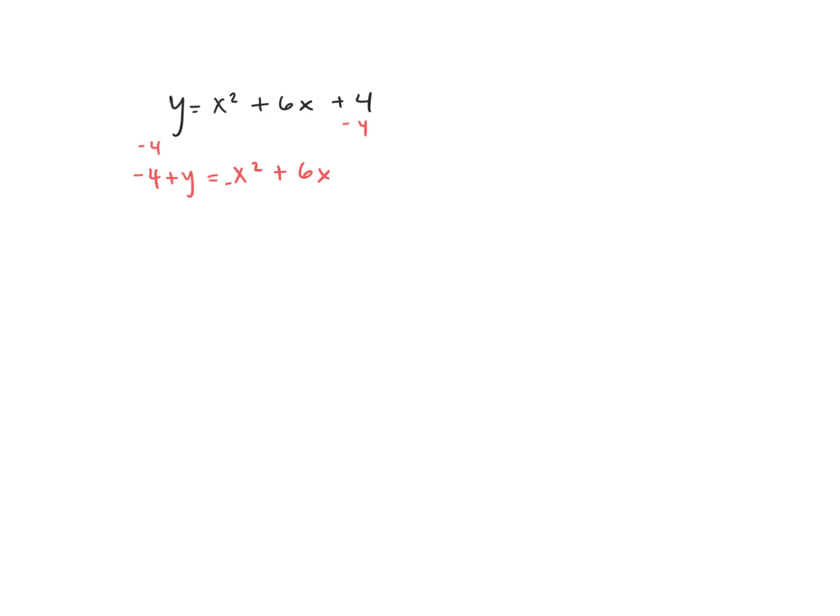So all I got to do now is go to step 3. So step 3, I'm going to take b, which is 6. I want to divide b by 2. Okay, and that gives me a 3. And then I'm going to square it, which gives me a 9. So I add that here, but I also have to add it here. So now I'm just going to clean up some math here. 9 minus 4 is 5 plus y.